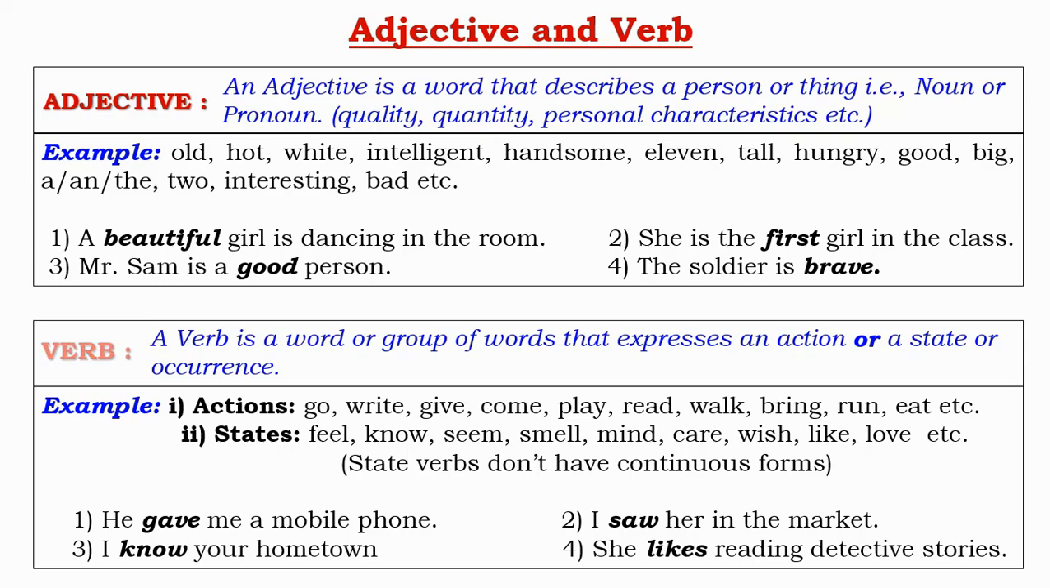Next is verb, the most important part of speech. A verb is a word or group of words that expresses an action or a state or occurrence, that is, existence. The verb is the most important concept of parts of speech since it is directly linked with the tenses, voice, and speech. Example number 1, actions: go, write, give, come, play, etc.